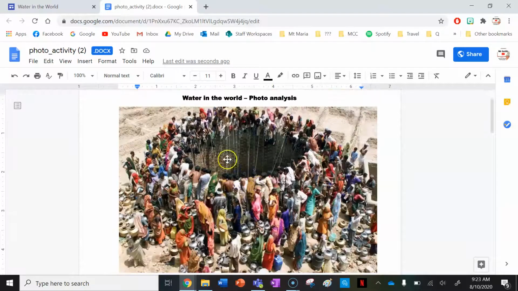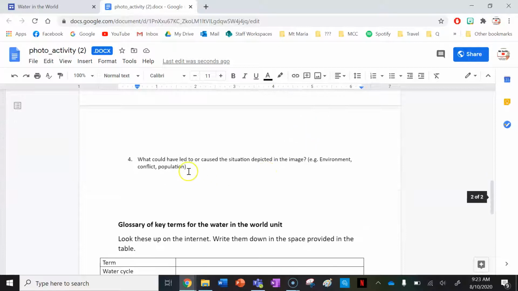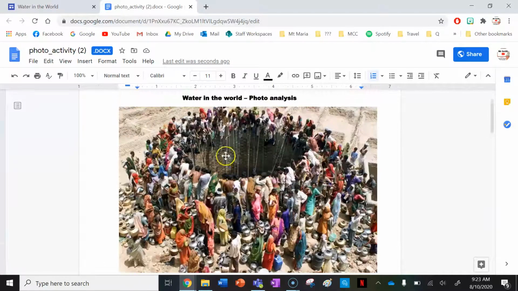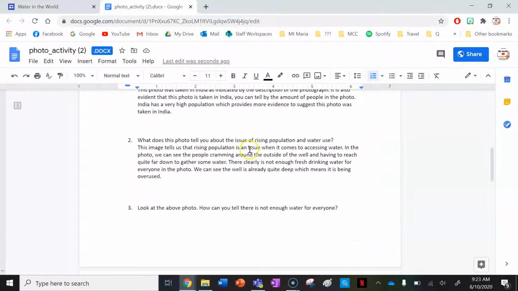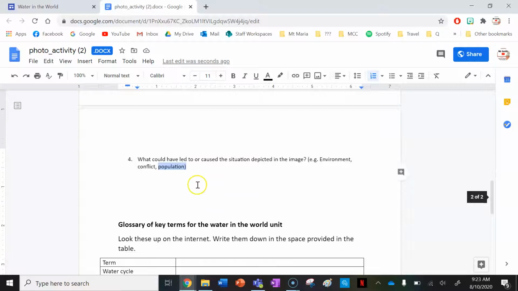Well, I've just kind of explained in that second question that we can see some people are around the outside, but we can also see how deep that well is. So that's going to indicate to us that there's not enough water for everyone. Number 4, what could have led or caused the situation depicted in the image? So we've got, for example, is it environmental, is it a conflict issue, or population? So rising population is certainly an issue in this photo, which can lead to conflict between people fighting over a shared resource. We might also suggest that this photo has been caused by the result of poor urban planning or poor resource management as well.